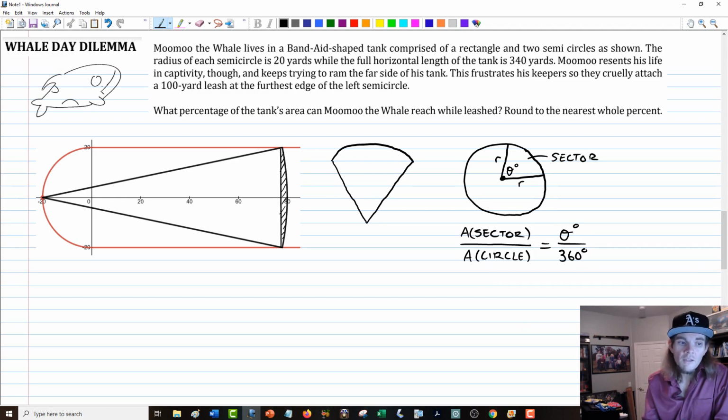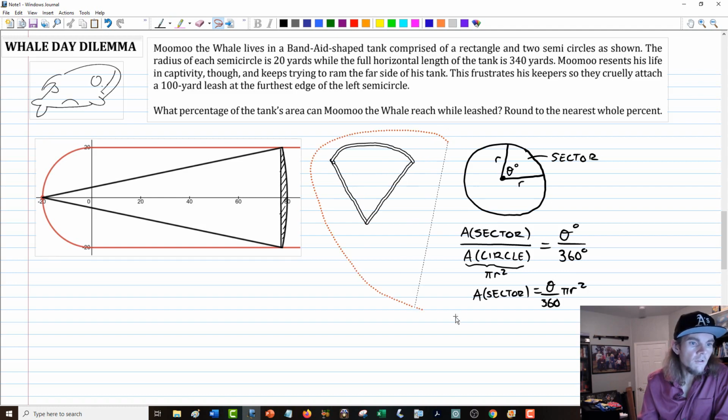And based on this information, since we know the area of this circle is going to be pi r squared, just looking at it, we know the radius is r, and circles have area pi r squared, we can actually multiply this over and get that the area of the sector is going to be equal to theta over 360 times pi r squared.